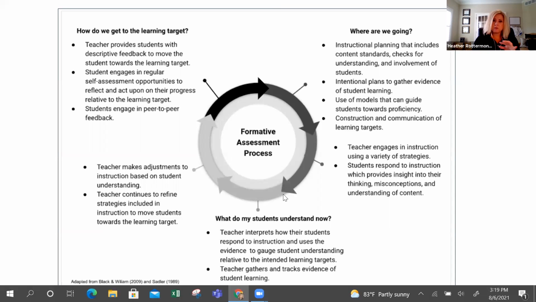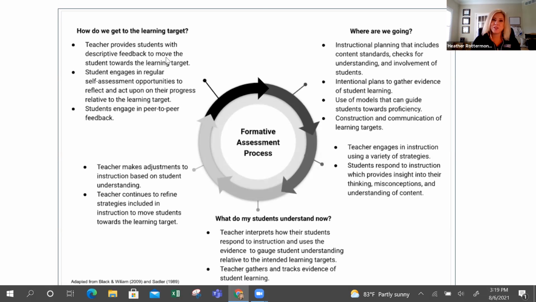When we get to this second question around what do my students understand now, this is where we've engaged in an evidence gathering opportunity. We're interpreting how the students have maybe responded to some instruction, and we're using it to see where they are at with their understanding. And at this point, we're really monitoring where our students are at in the learning, and we're tracking their progress. We're also along the way making appropriate adjustments as needed based on the information that we've received. We're also continuing to give students feedback, whether it be individual, whole group, or small group feedback, in order to continue to move them forward.